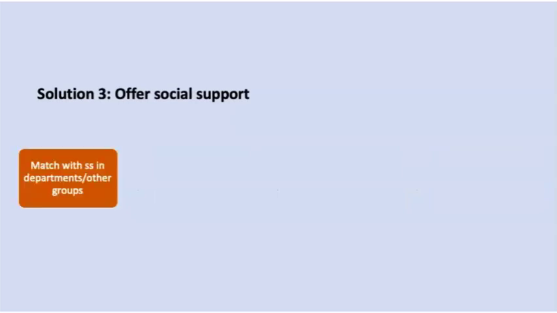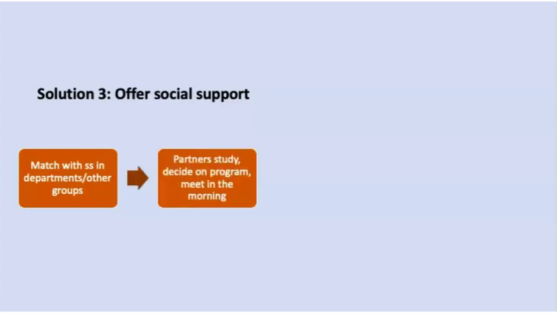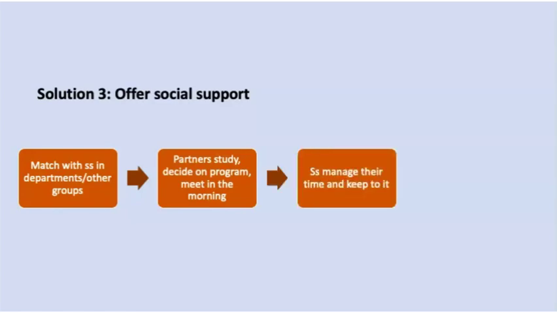The third solution is social support. Students can be matched with other students in departments. These partners can study and decide on a program. As a result, students will manage their time and keep to it. Finally, they will reach the desired effect, which is getting to school on time. As you can see, in all these 3 cause-effect chains, we have the same desired effect.